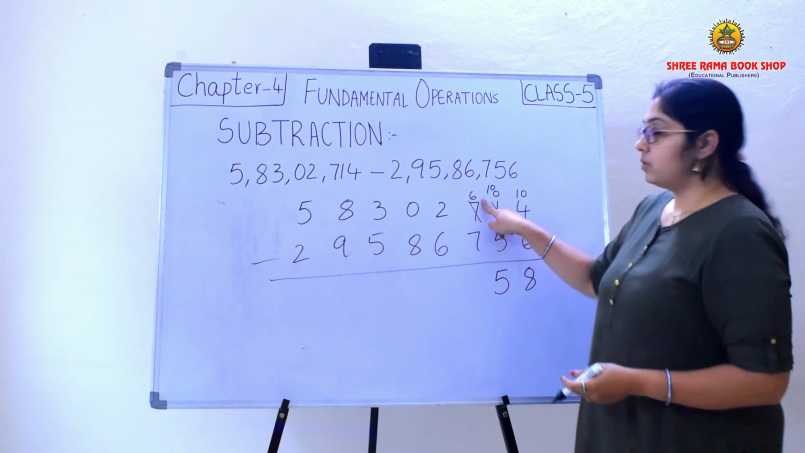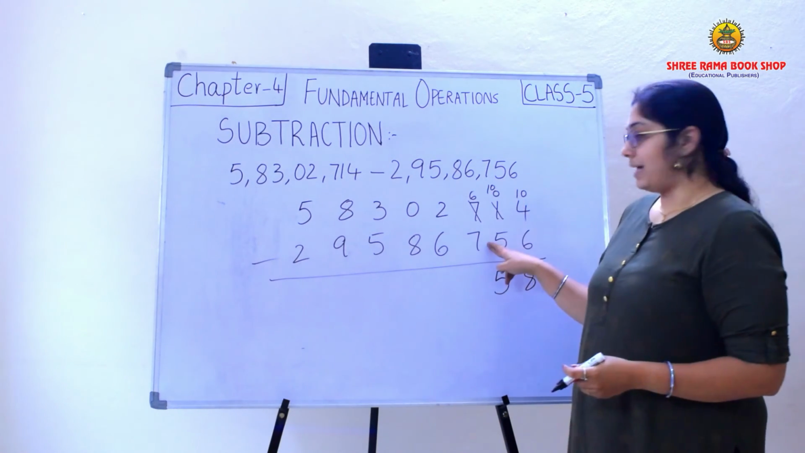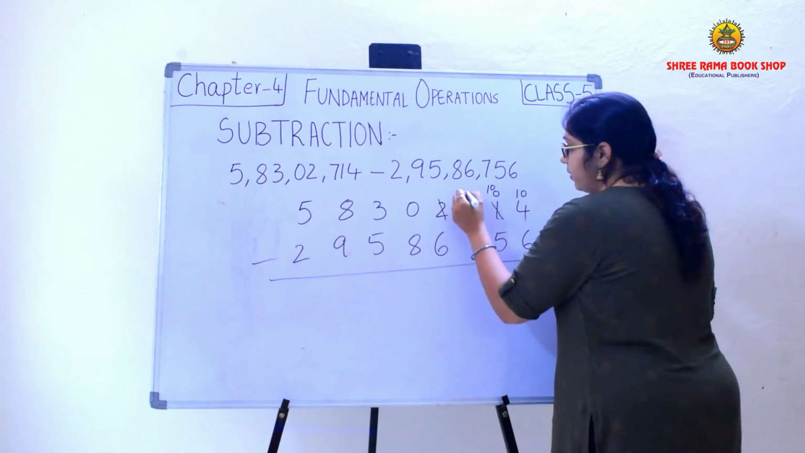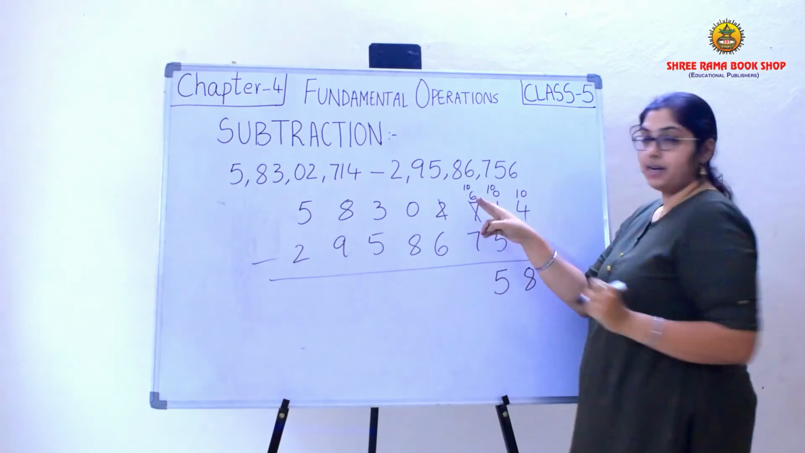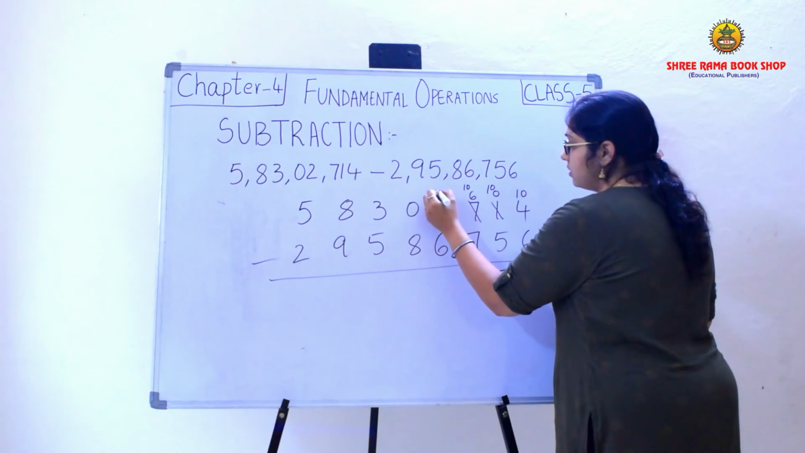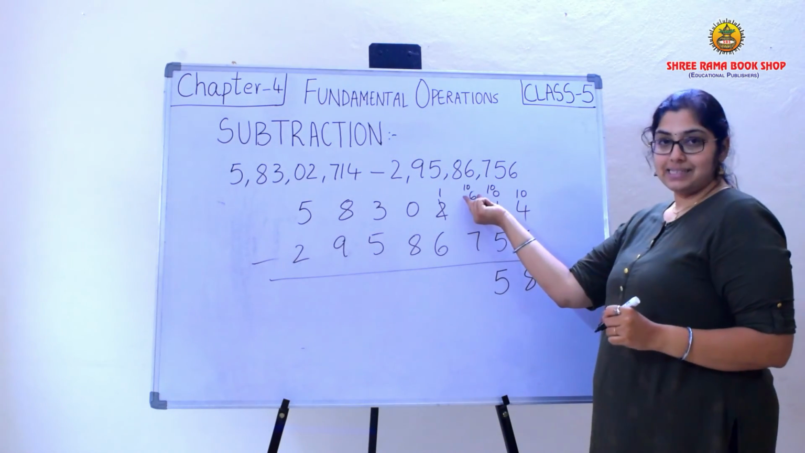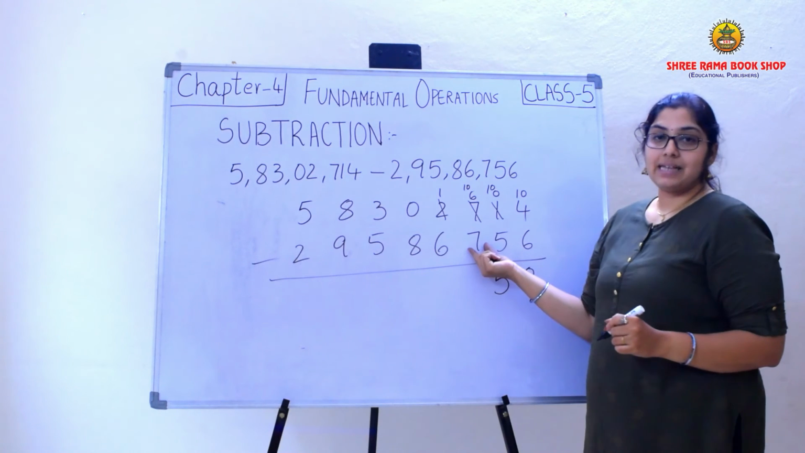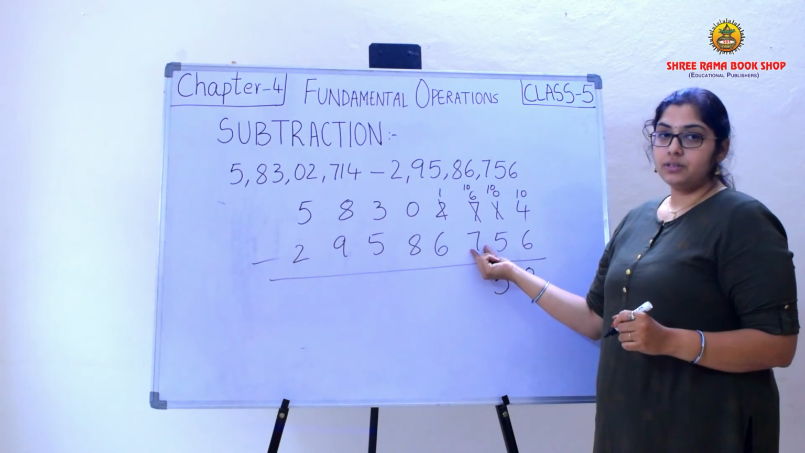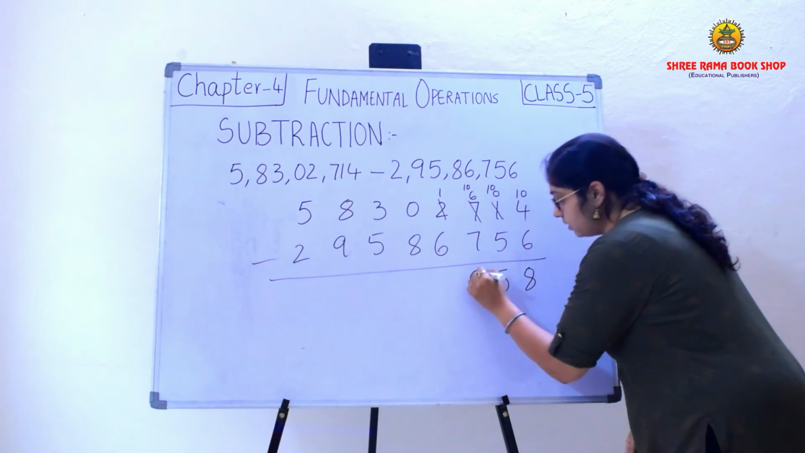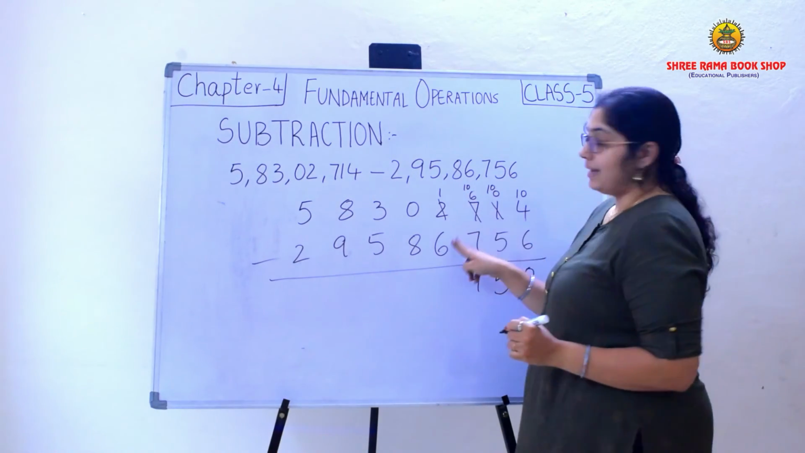Now moving to the hundreds column. 6 minus 7. I can't do it, so I need to borrow 1, right? So here it will become 10 hundreds, and in the thousands column it will become 1000. So 10 plus 6 is 16. 16 minus 7 is how much, children? 9. Very good.